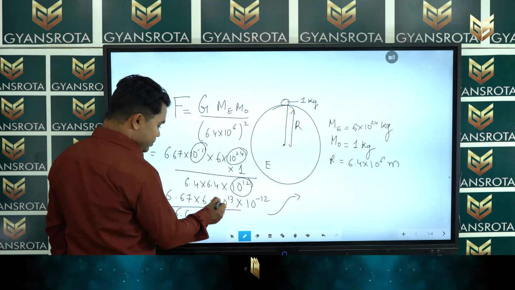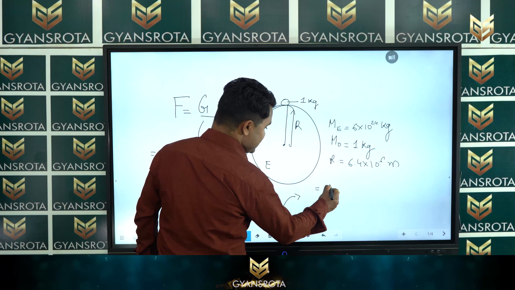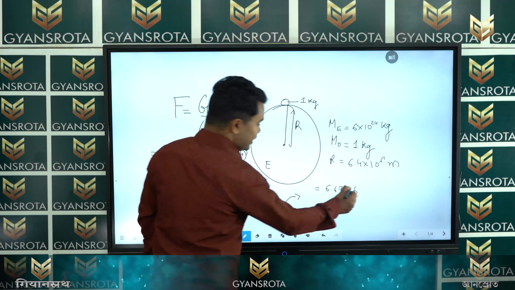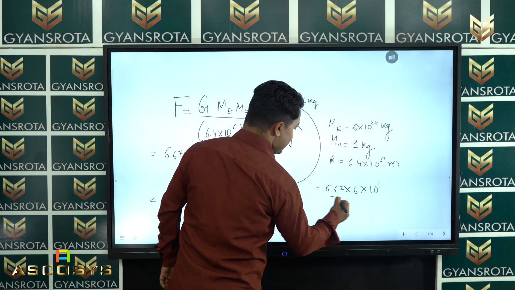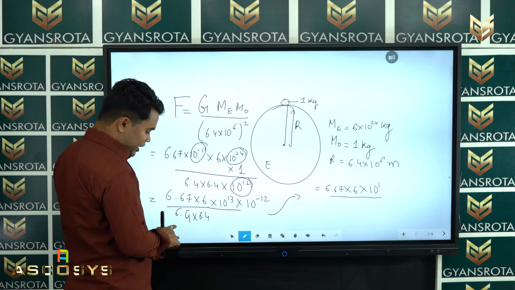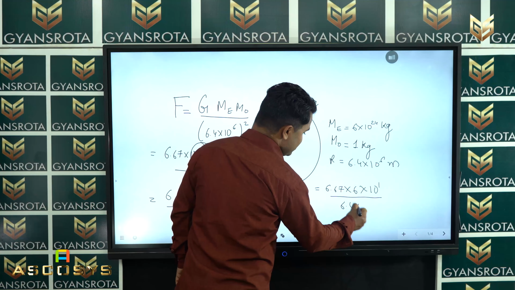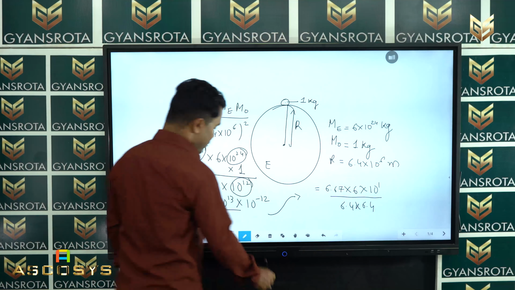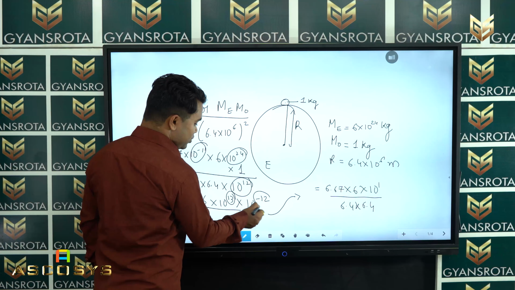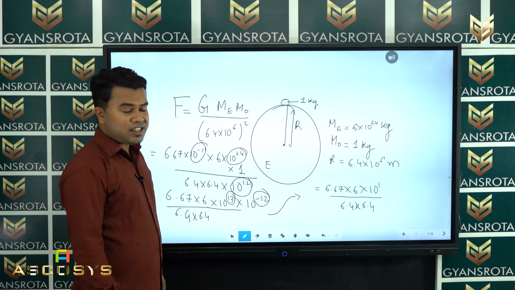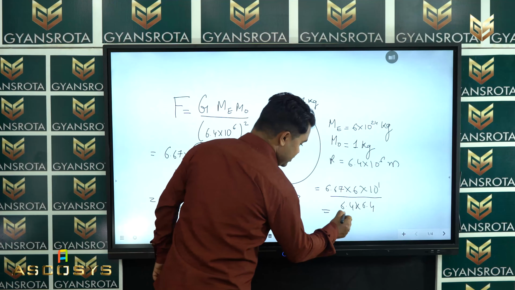So how much will you get now? Whatever the number, it is 6.67 into 6 into 10 to the power 1 divided by 6.4 into 6.4. First you solve the powers of 10, 10 to the power 13 minus 10 to the power 12, then you come to this. So the right answer for this question will be 9.8 Newton. Fine. So this is how we can solve this question.